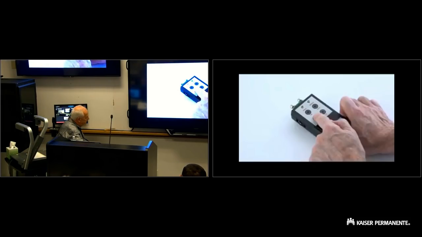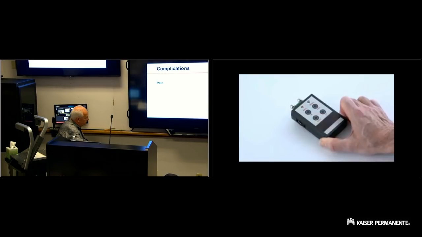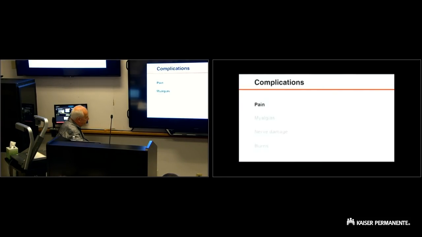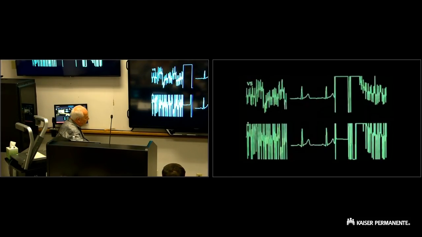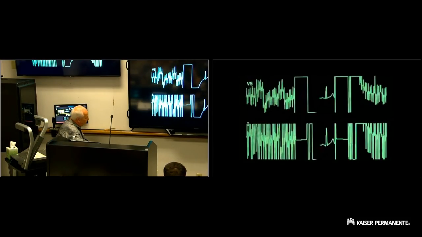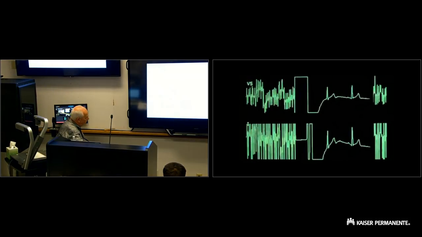Nerve stimulators are remarkably safe devices. However, complications can occur, including pain during neurostimulation, myalgias, nerve damage caused by pressure from the electrodes, and burns resulting from equipment malfunction. Nerve stimulators can also interfere with electrocardiographic monitoring and may cause an implanted pacemaker to malfunction.